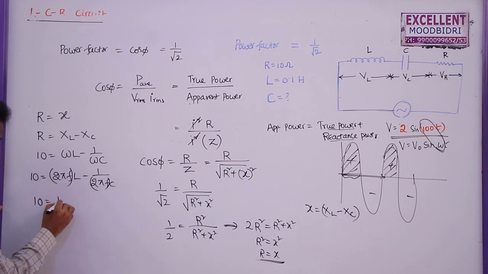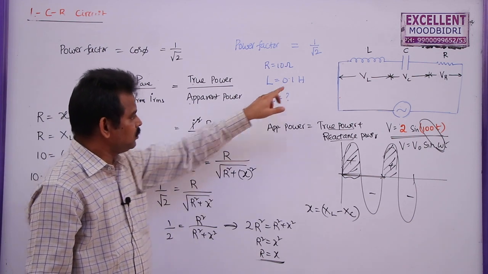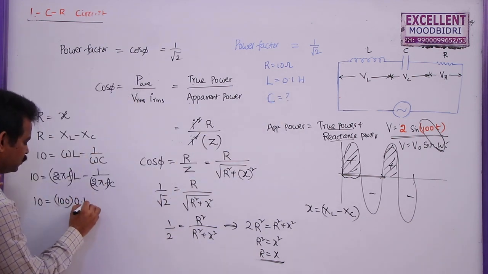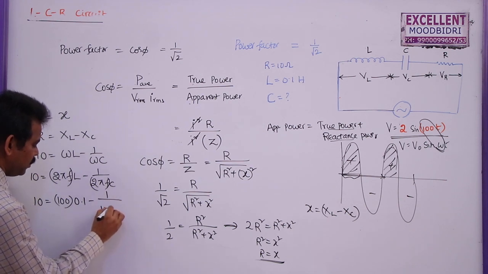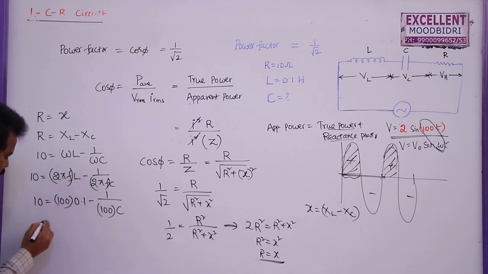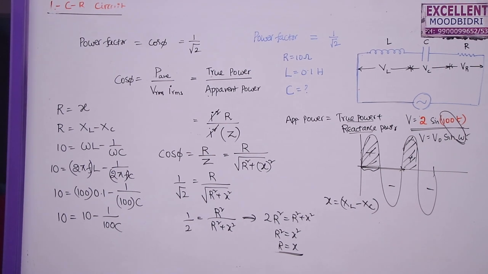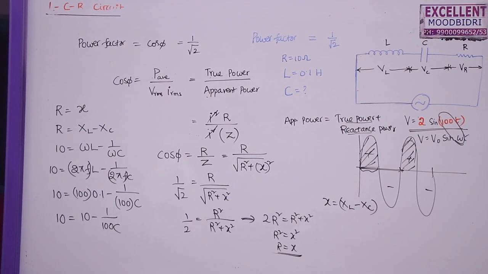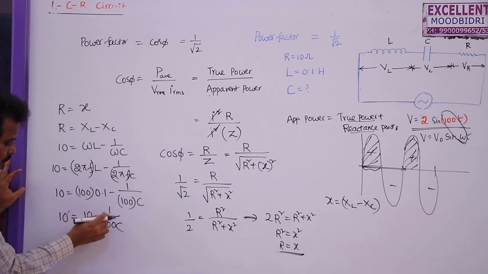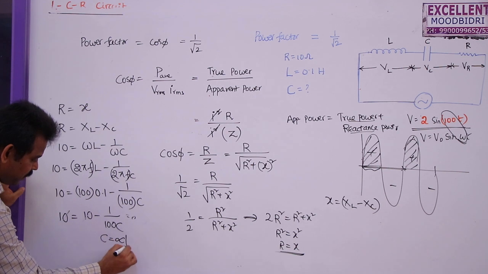So 10 is equal to 100 pi into, what is the self-inductance of the inductor used here? This is equal to 0.1. So this is 0.1, minus 1 by 100 pi into the capacitance of the capacitor that we are using in this LCR circuit. So 100 pi into 0.1 is 10. So this 10 is equal to 10 minus 1 by 100 pi C. Now this 10 gets cancelled, and from this 1 by 100 pi C will become 0. So capacitance C will become infinite.